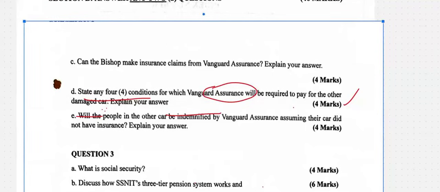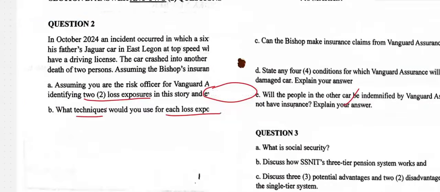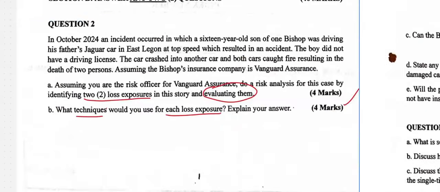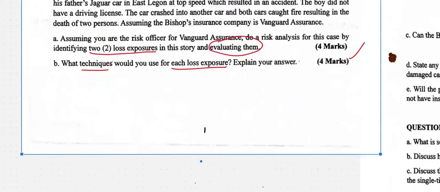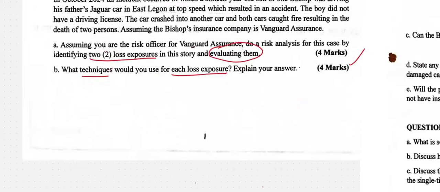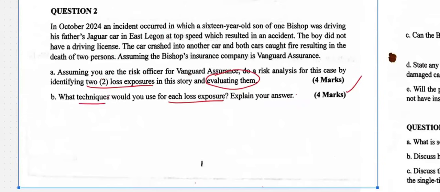State any 4 conditions for which Vanguard Assurance will be required to pay for the other damaged car. Explain your answer. Will the people in the other car be indemnified by Vanguard Assurance, assuming their car did not have insurance? Explain your answer. It's basic. The principles. They are not difficult. You understand the principles, you can be able to go. Now, I'm going to solve question 2. Let me minimize the screen a bit.